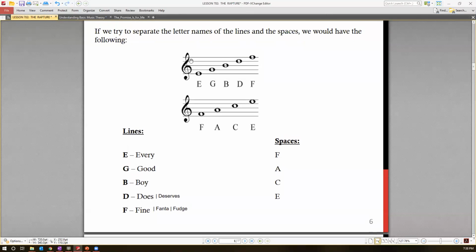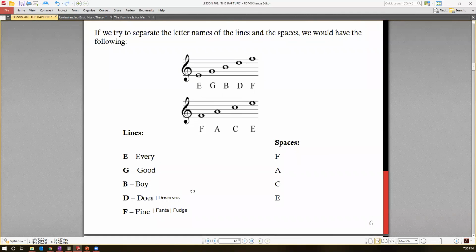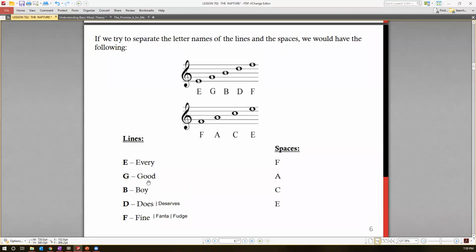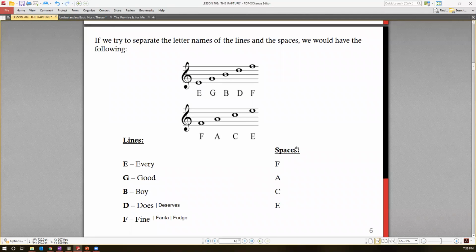Okay, so for treble clef, we have lines and spaces. To easily remember what the lines and the spaces are, we say every good boy does fine. I personally use every good boy deserves Fanta or deserves fudge. So whatever mnemonic works for you will work. Every good boy does fine. Every good boy deserves Fanta. Every good boy deserves fudge, whichever works. And then for the spaces, we have FACE.